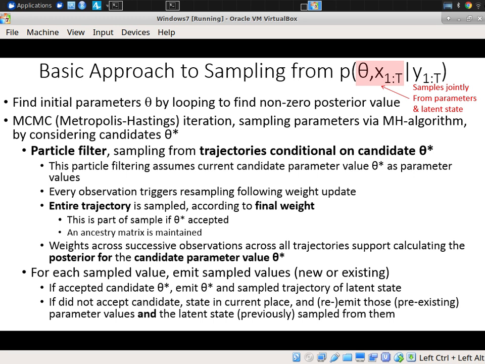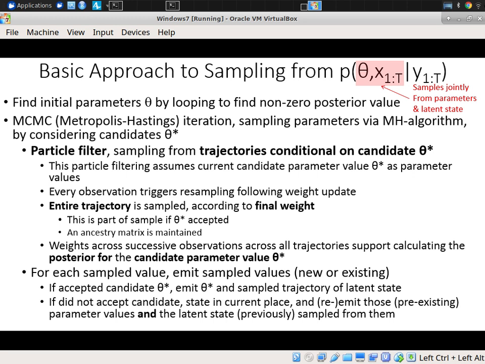This is our standard particle filtering. Assuming these parameter values, theta star, we're just going to perform particle filtering, add observations, do the weight updates and resample, and then we're going to run all the particles to the next observation in the standard way, like for particle filtering, right?